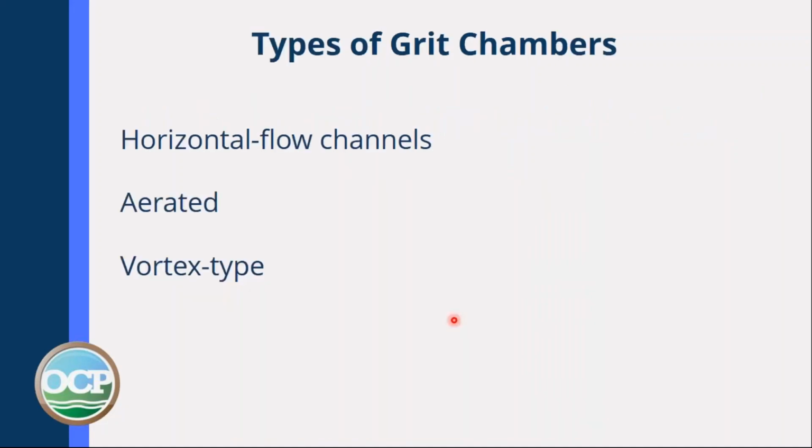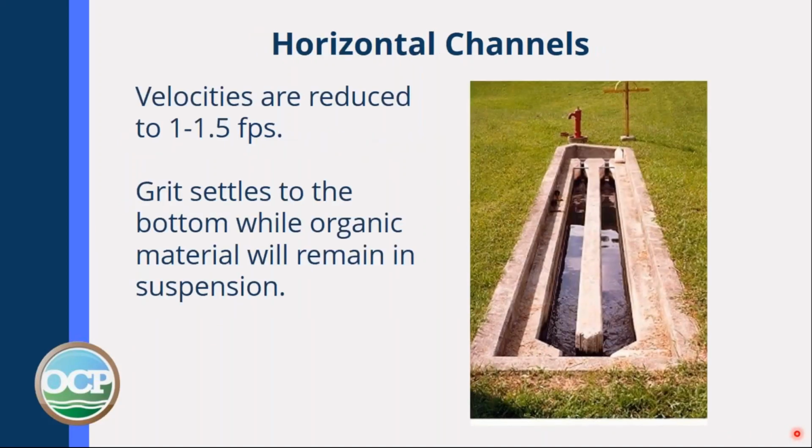There are various types of grit chambers, those that are just a horizontal flow and depend on the slowing down of the water flow for grit to settle out, or you can be expensive and use a lot of power, as in an aerated or vortex type system of grit removal. Here is an example of a horizontal channel.